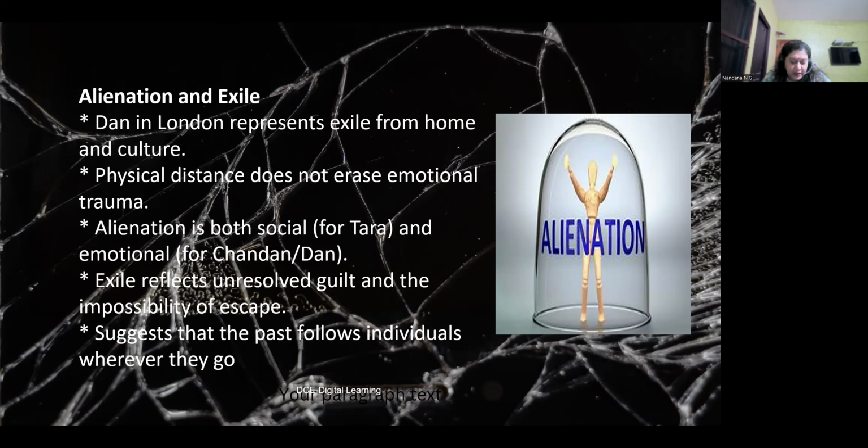While being alive, Tara was alienated by society, and now later, Chandan, alone in London, tries to alienate himself from the mainstream society. Exile reflects unresolved guilt and the impossibility of escape. The play suggests that the past follows individuals wherever they go.